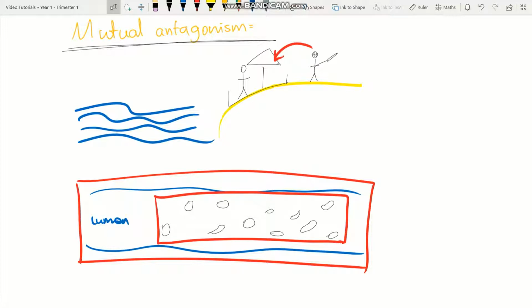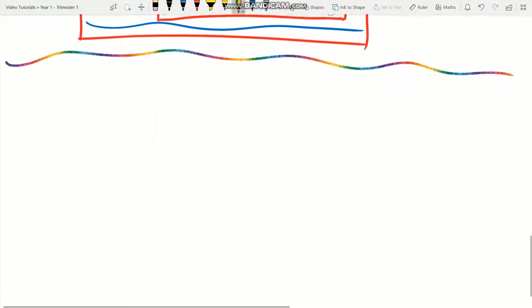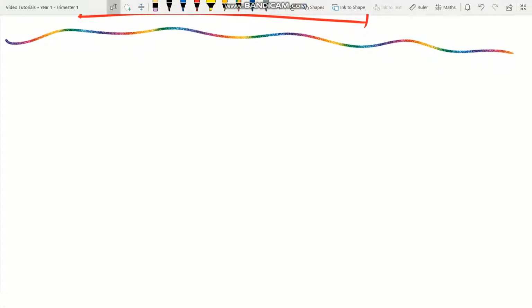So that takes me on to the different types of relationships that can occur in the body. There are four types of relationships that can occur with microbiota. The first is called commensalism. And commensalism is quite an important process because it's what people would say most bacteria are present in the body.